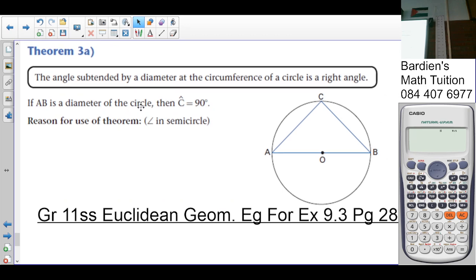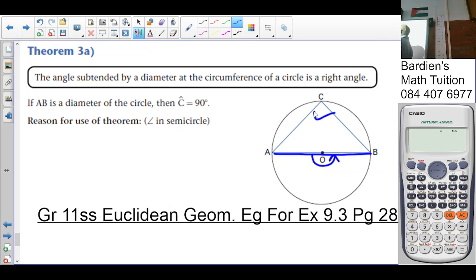Right, so 3a. The angle subtended by the diameter at the circumference of a circle is a right angle. That's what we just spoke about when we marked the homework of yesterday. If AB is the diameter of the circle, then angle C is going to be 90 degrees. Why? Angle at center is twice angle at circumference. So what's the size of the angle at the center? 180. So what's the angle at circumference? 90. On that basis, I'm getting theorem 3.